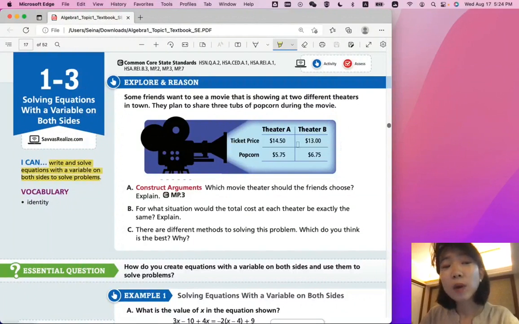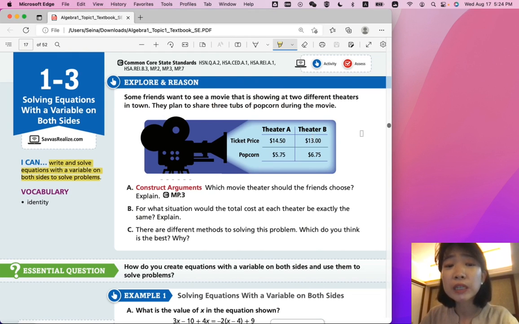Hi, this is Algebra 1, Lesson 1-3, solving equations with a variable on both sides. In this lesson, we'll be able to write and solve equations with a variable on both sides to solve problems. Let's look at explore and reason.